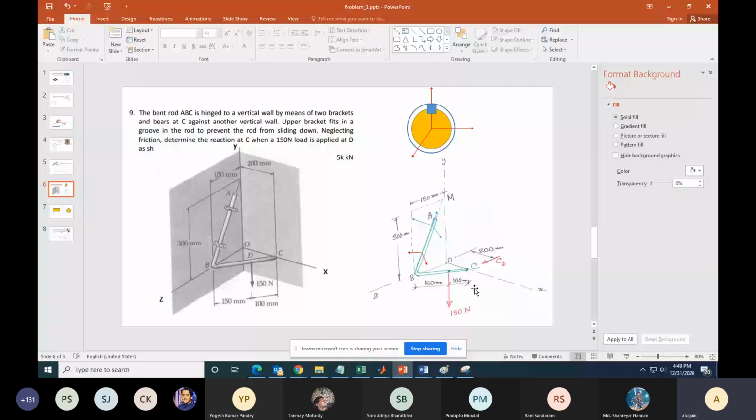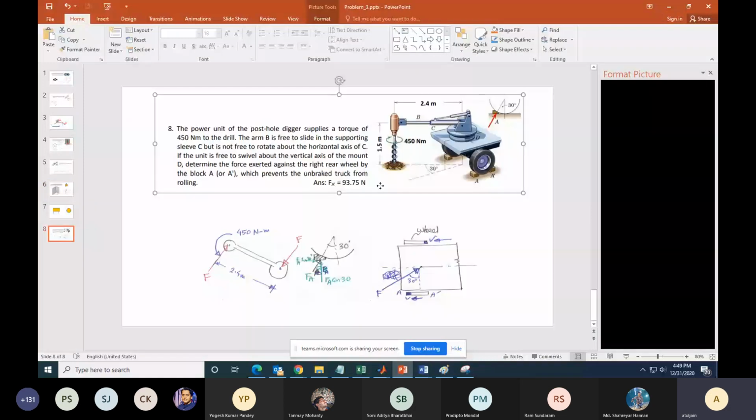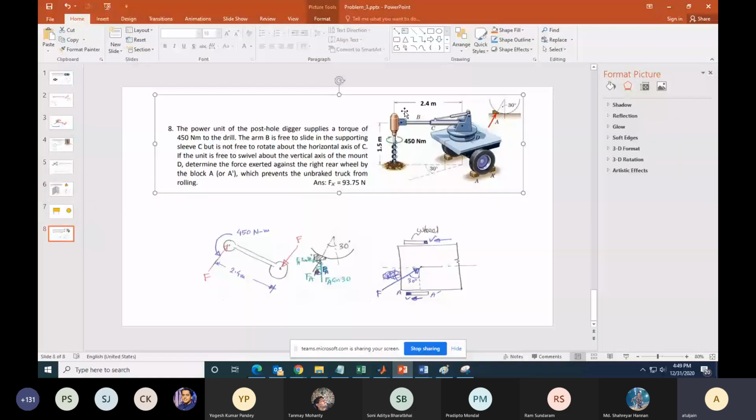This is question 8. Basically, this is a drill which is joined to some body at D, and at the wheel you have 2 supports. Now, as it tries to rotate, it is having some torque of 450 Newton meter. We want to find out the reactions in the wheel. To do that, let us only draw the free body diagram of the member starting. Let's try to imagine what is happening in this region only.